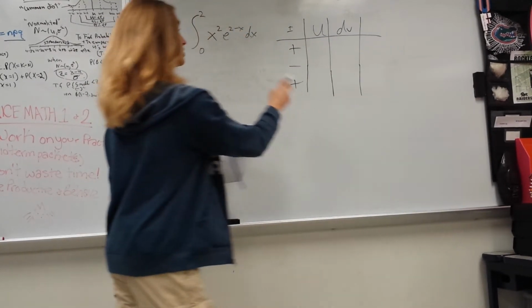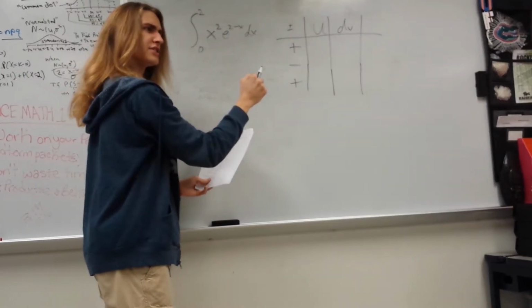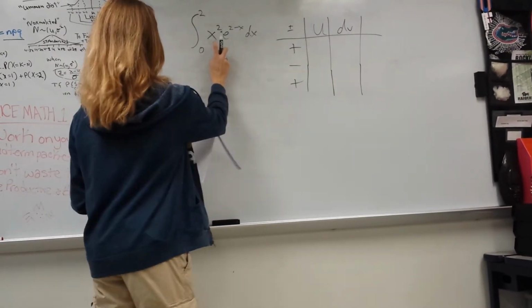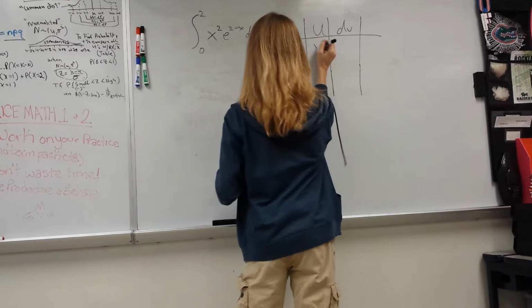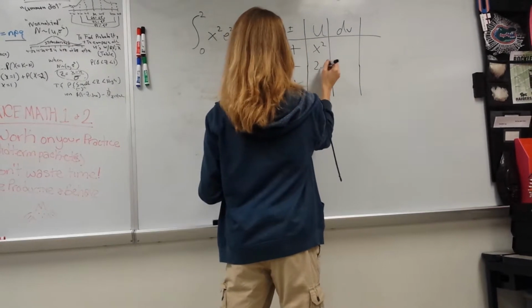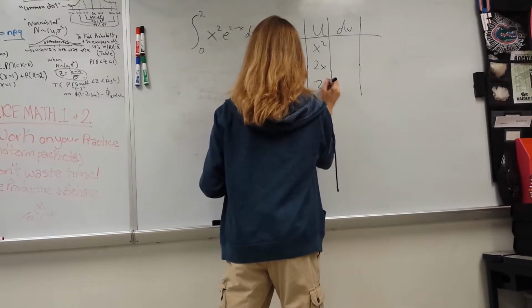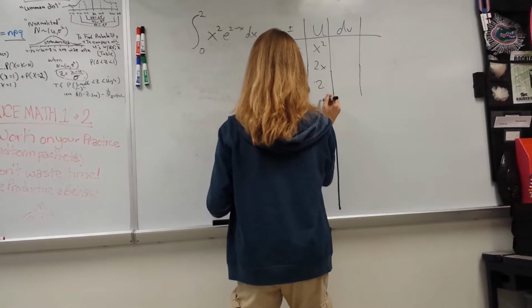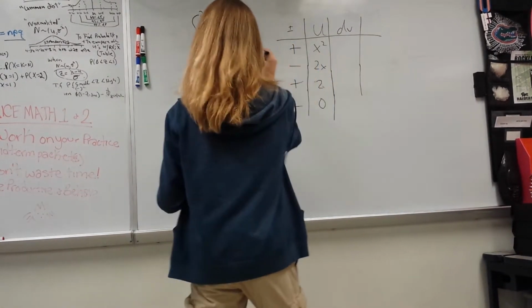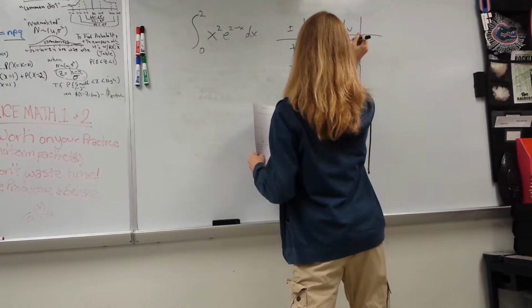Okay, so u is the one that we derive, so it has to get to 0, which means x squared is perfect. We're going to do x squared, derive it to 2x, derive it again, 2, and then 0. Now we have e to the 2 minus x, right?